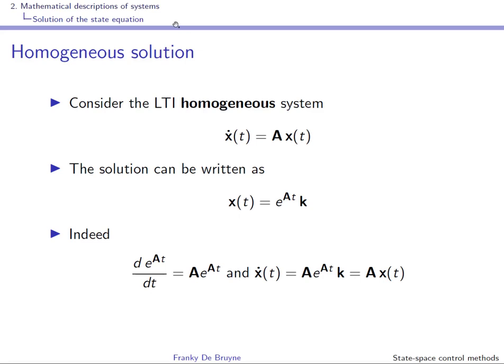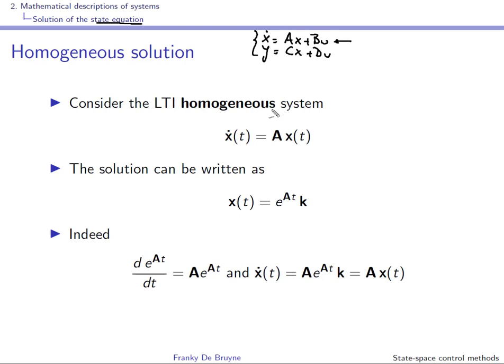What we'll do now is find the solution of the state space description. x dot is equal to Ax plus Bu, y is equal to Cx plus Du, and we'll start by finding the solution of the state equation. Okay, and we'll start with a simplified version of this state equation.